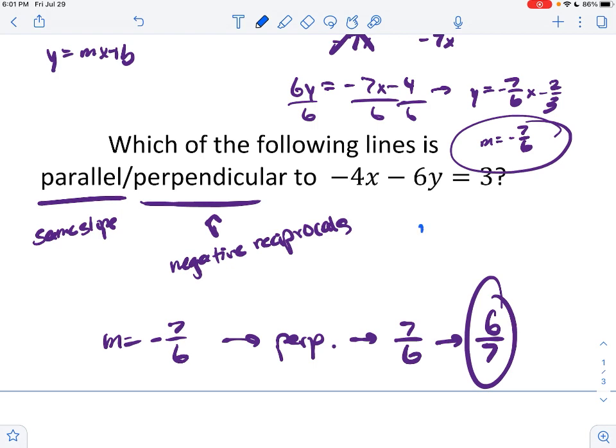The one thing you should notice is if your slope is not a fraction and you're trying to find the negative reciprocal of a number like 3, well, it's actually a fraction. It's just 3 over 1. So this is going to be negative 1 over 3 perpendicular.